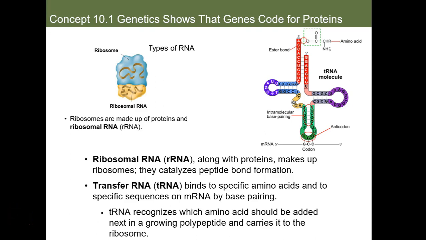Ribosomal RNA, often referred to as rRNA, along with some proteins, makes up ribosomes. rRNA catalyzes peptide bond formation. You can see a picture of rRNA on the top left. Transfer RNA, often referred to as tRNA, binds to specific amino acids and to a specific sequence of mRNA by base pairing. tRNA recognizes which amino acids should be added next in the growing polypeptide chain. It carries amino acids to the ribosomes. You can see a picture of tRNA on the top right.